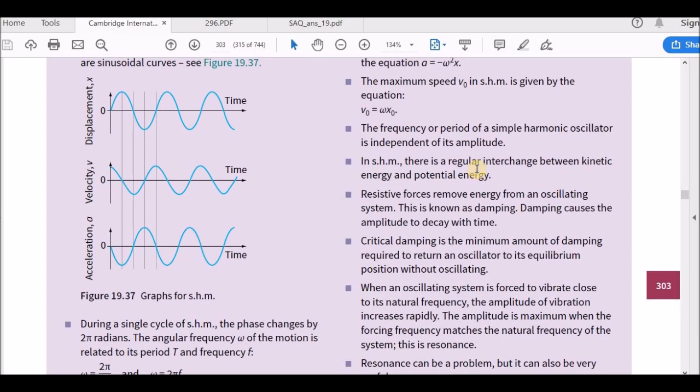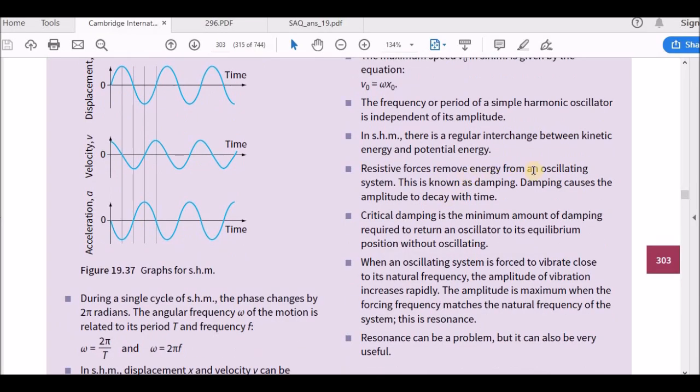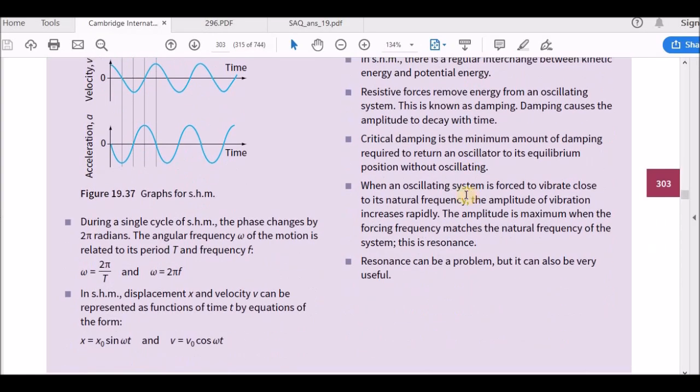Already explained. In simple harmonic motion, there is a regular interchange between kinetic energy and potential energy. Resistive forces remove energy from an oscillating system. This is known as damping. Damping causes the amplitude to decay with time. Then critical damping is the minimum amount of damping required to return an oscillator to its equilibrium position without oscillating. Very important definition of critical damping.